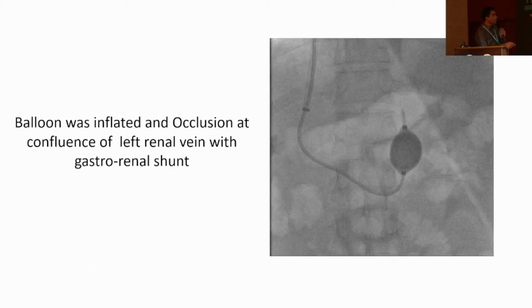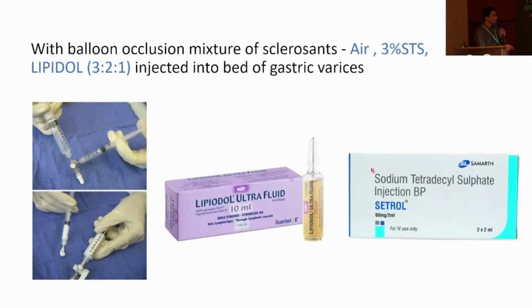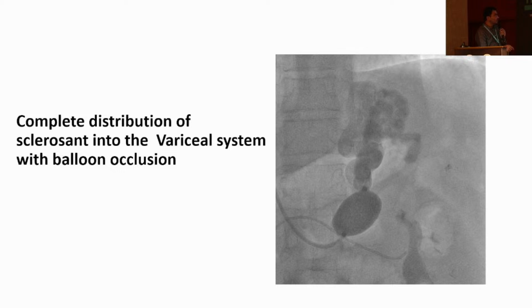This was the balloon which was taken from the internal jugular vein. This is the sheath. This is the Reliant balloon which was advanced across the renal vein into the gastrorenal shunt, and a mixture of sclerosant, air, and Lipiodol was injected into the bed of the varices after calculating the amount of sclerosant by injecting the contrast. So this is the balloon I can show you here, occluding the gastrorenal shunt. We kept one catheter across the renal vein for confirming the patency.